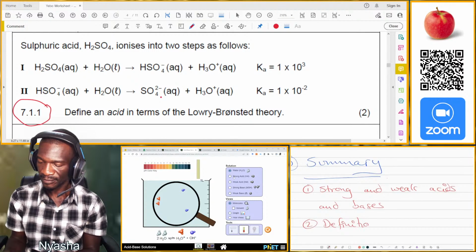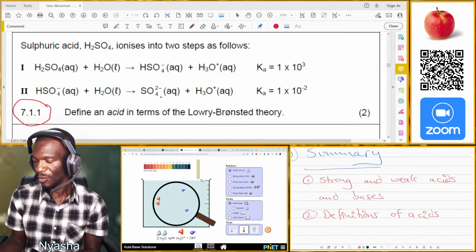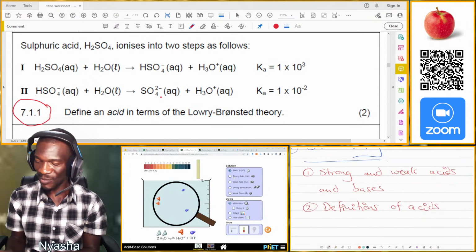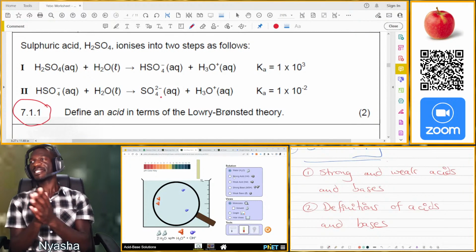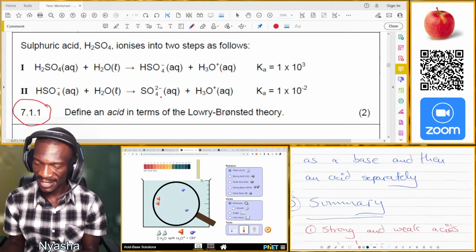Definitions of acids and bases. We looked at acids today, but your homework is to what? Is to also find a definition for a base. That was the second thing. Right, what was the third thing that we covered?